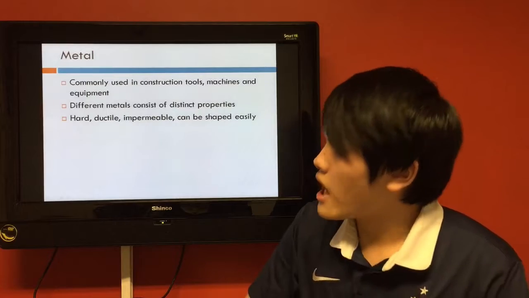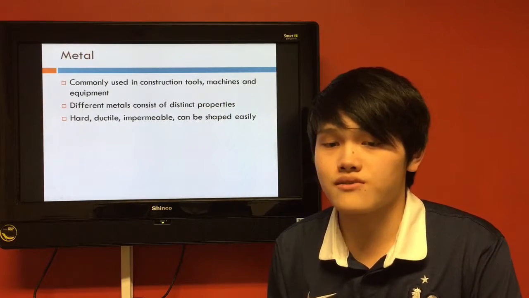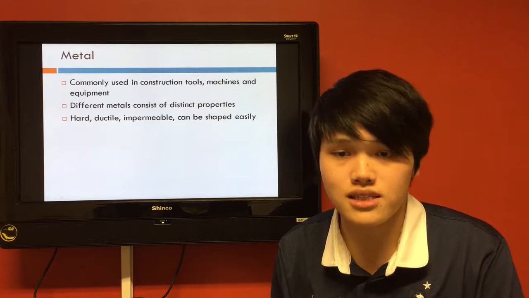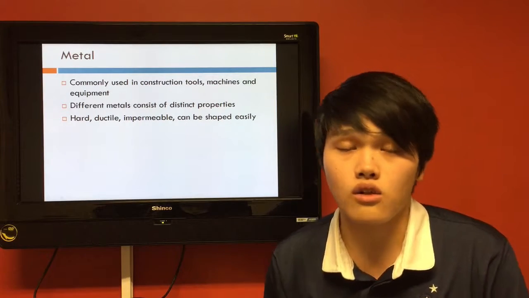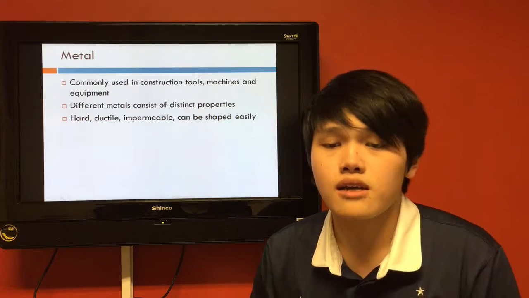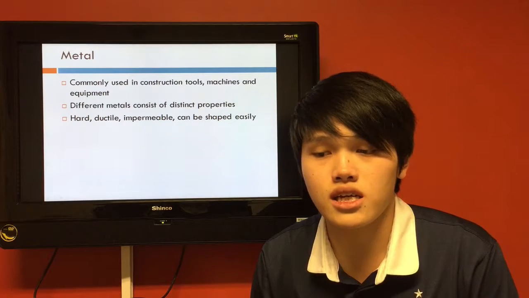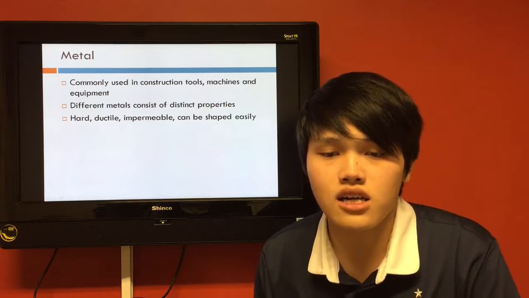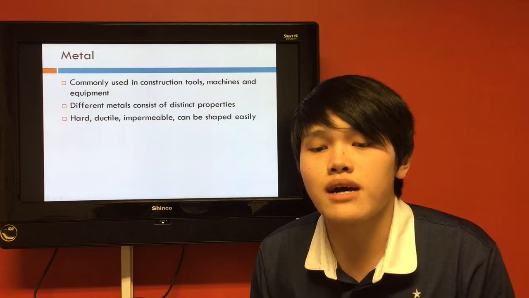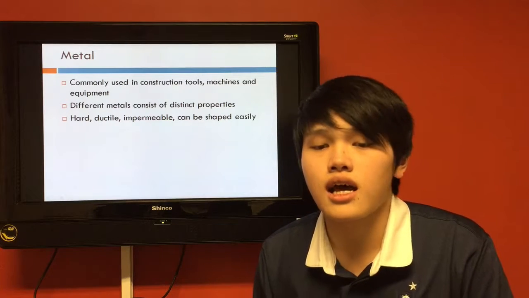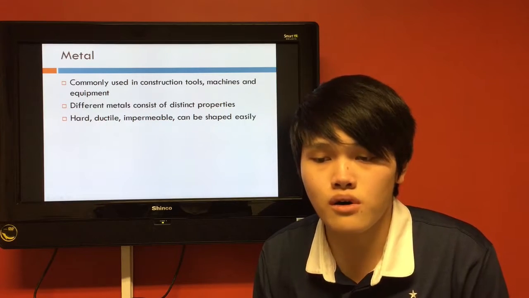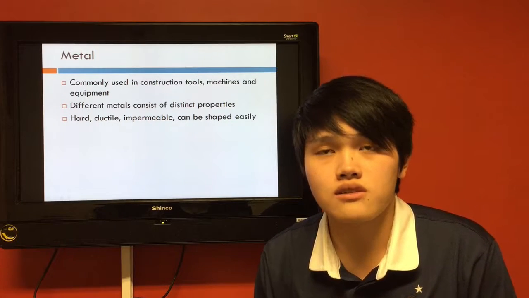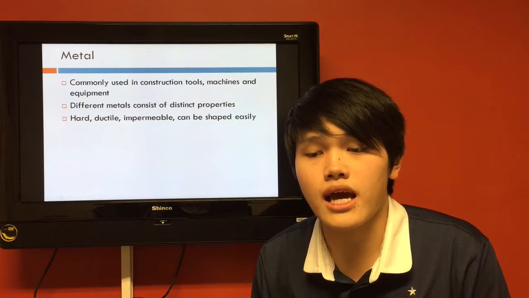Okay, now we talk about metal. Metal is very common, and the steel of our topic is also a metal. An alloy consists of metals. They are commonly used in construction tools, machines, and equipment like helmets, cranes, cars, and dozers. Different metals have distinct properties: hard, ductile, impermeable. One of the best advantages of metals is that they can be shaped easily.